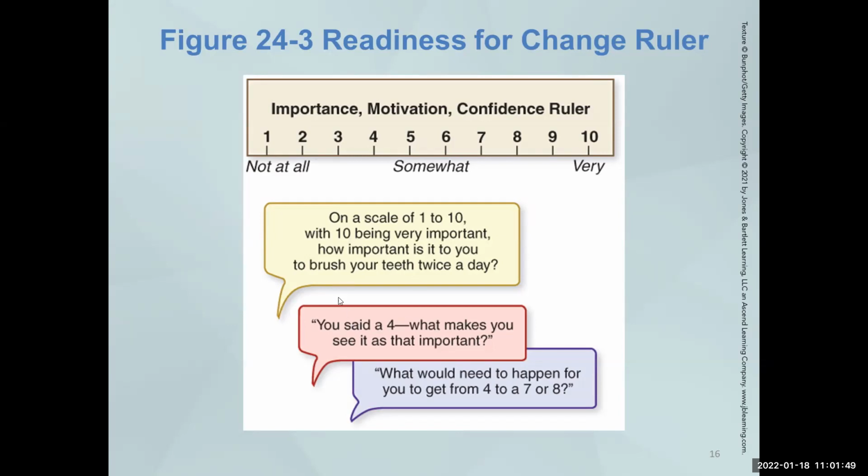So this gives you some go-tos on a scale of 1 to 10, with 10 being very important. How important is it for you to brush twice a day? Well, my intention is there, but my willingness isn't. So I'd say it's a 5. Okay, or you said a 4. What makes you see it as that important? What can we do to get this on the other side of the scale to where it's more important?